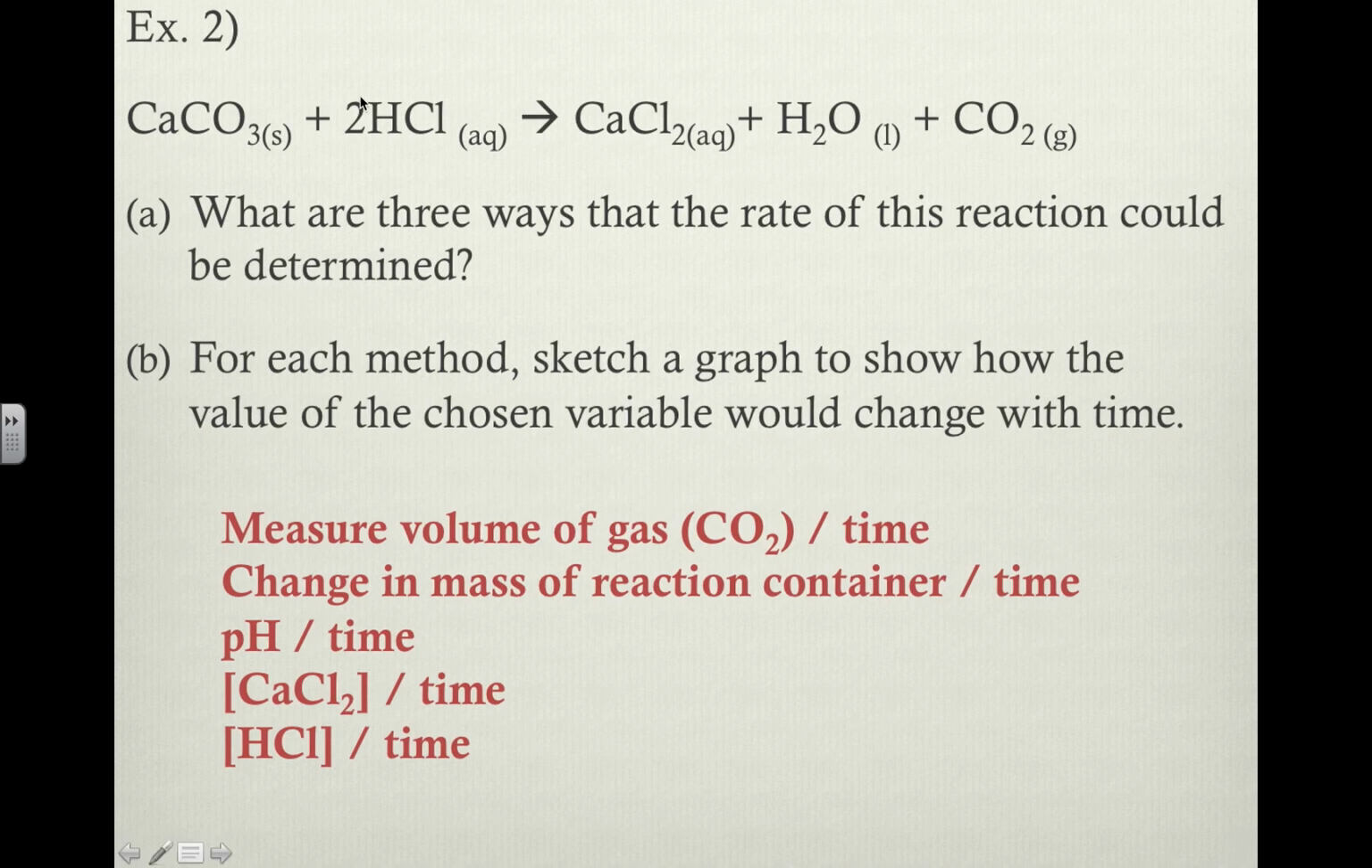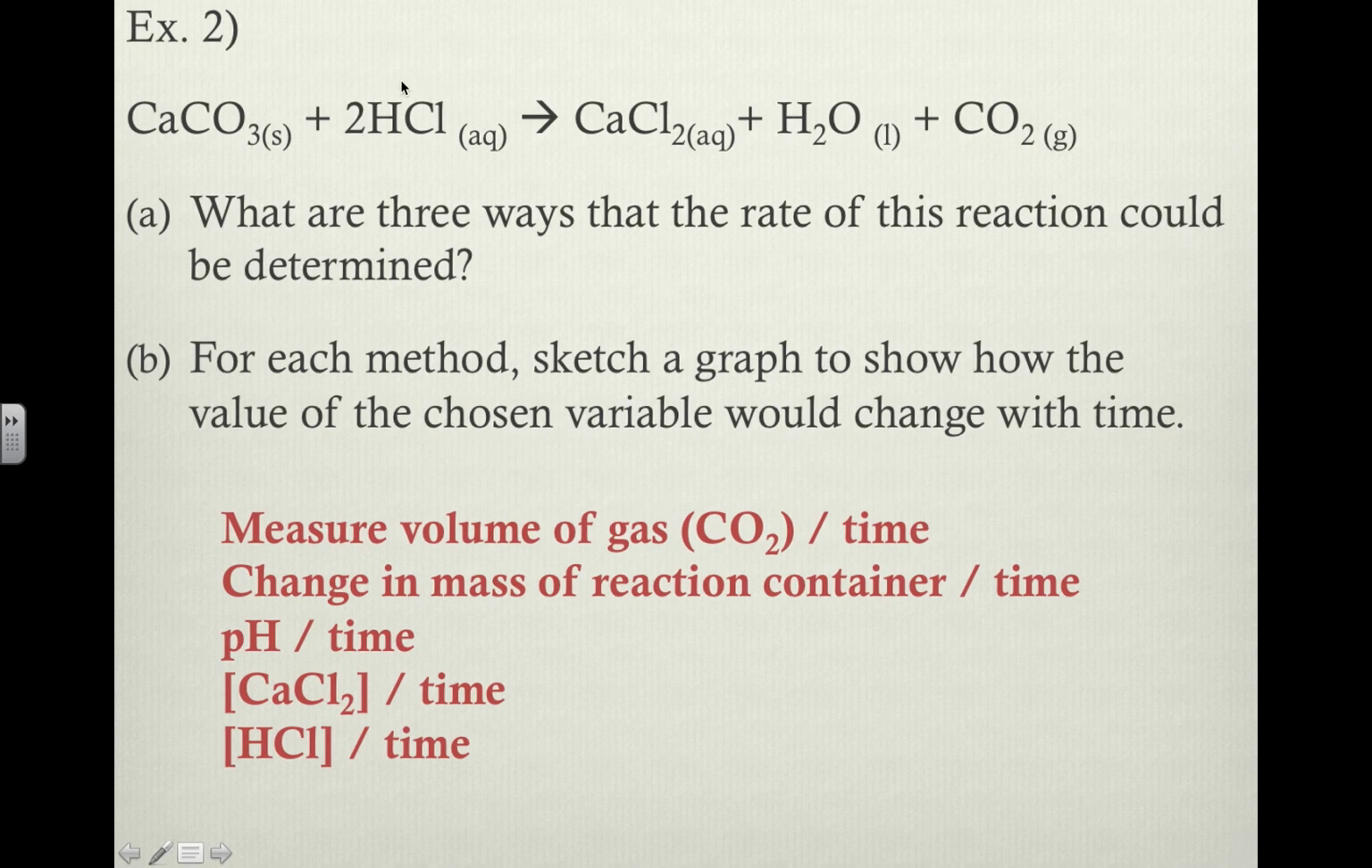We've got calcium carbonate and hydrochloric acid forming calcium chloride, water, and carbon dioxide. And it says, what are 3 ways that the rate of this reaction could be determined? So you think, carbon dioxide. So I could measure the volume of carbon dioxide versus time. We also know that if it's an open container, this would be losing mass. So we could measure the mass of the reaction container versus time.